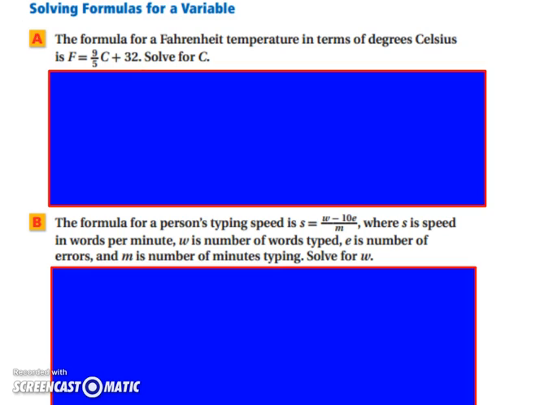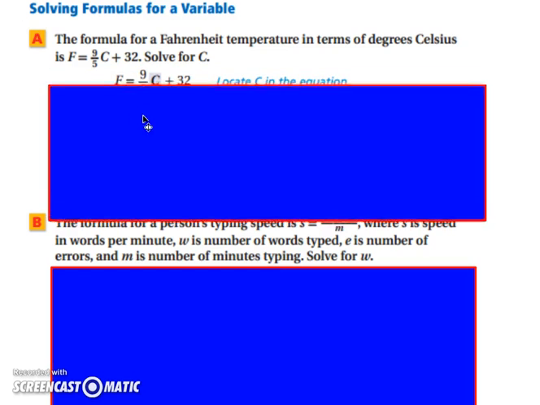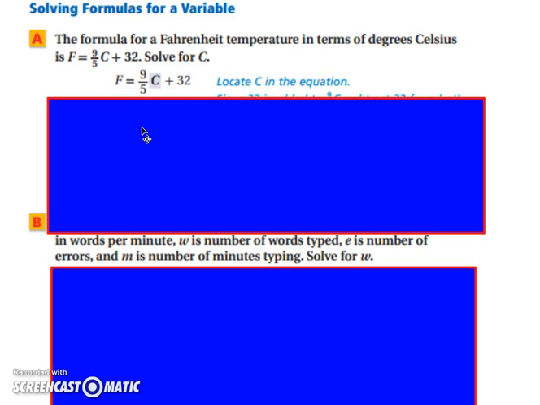Let's try solving formulas for a variable. The formula for Fahrenheit temperature in terms of degrees Celsius is F equals 9/5 times C plus 32. Our objective is to solve for C. So, highlight the one you're trying to look for. And now we need to start undoing some things. So we want to undo addition and subtraction first.